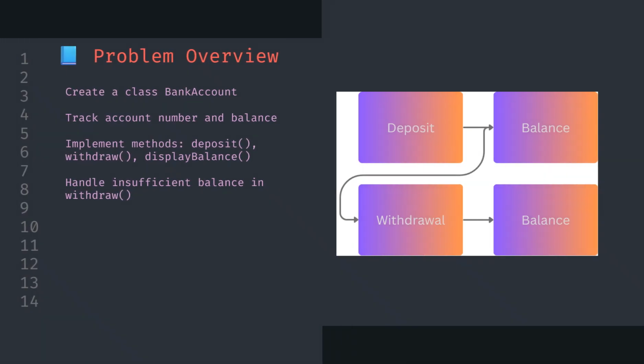We'll build a bank account class that allows tracking the account number and balance. The class should support depositing and withdrawing amounts. Withdrawals must check if sufficient funds exist before proceeding. This is a great exercise in both validation logic and object structure.